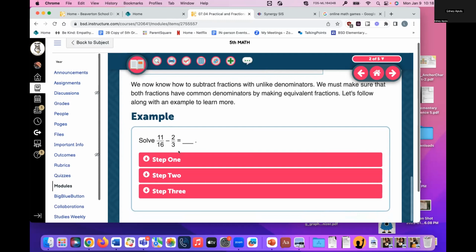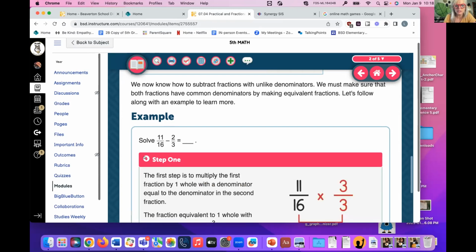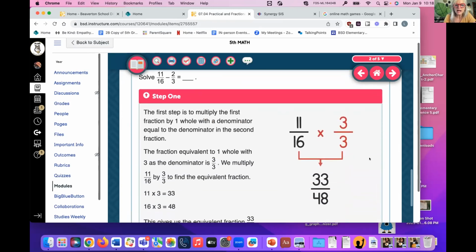Okay. Well, 4 goes into 16, but 3 times 4 equals 12. And 3 times 5 is 15. And 3 times 6 is 18. So 3 doesn't go into 16. So I'm going to have to find a number that both 16 and 3 will go into. Now, if I times 3 times 16, that's 3 times 10, which is 30, plus 3 times 6, which is 18. 30 plus 18 equals 48, right?